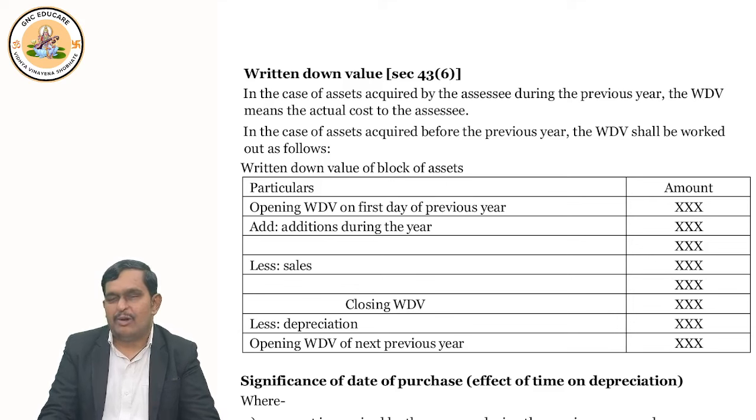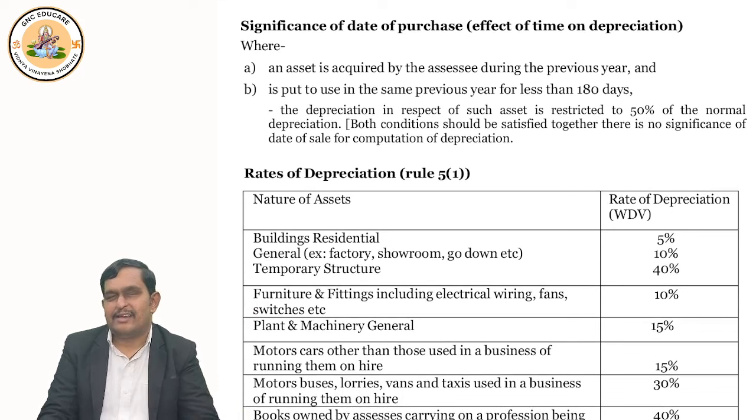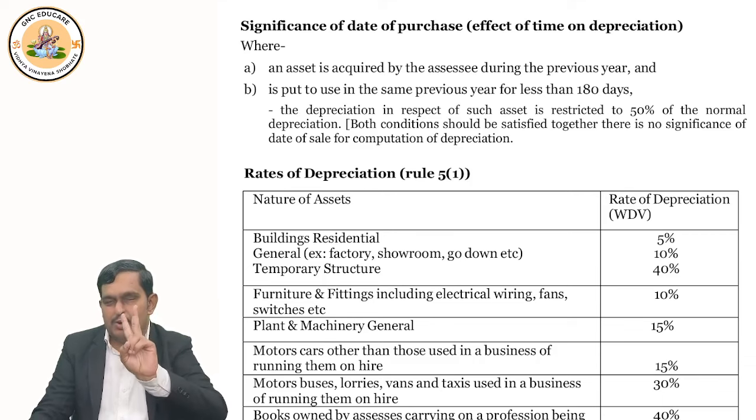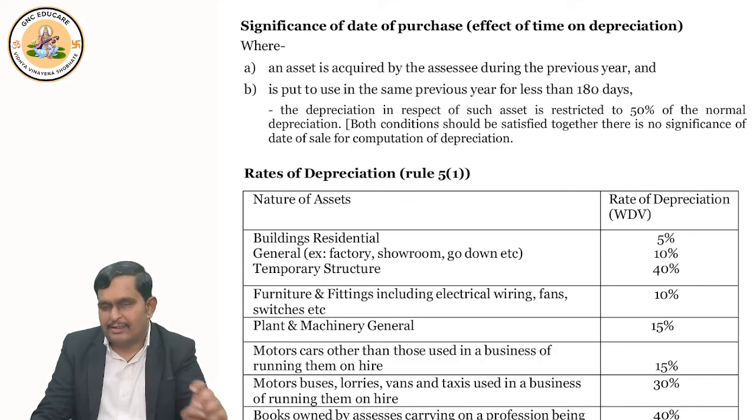Okay. Now I want to tell you that we got this. But there are certain important things, like some significant things, like significance of purchase. Suppose you purchased an asset in the current year and you put to use that asset for less than 180 days. Hey, I said two conditions should be satisfied. What are they? You purchased the asset in the current year and then you put to use the asset for less than 180 days. Then we should remember that you can claim only half depreciation.